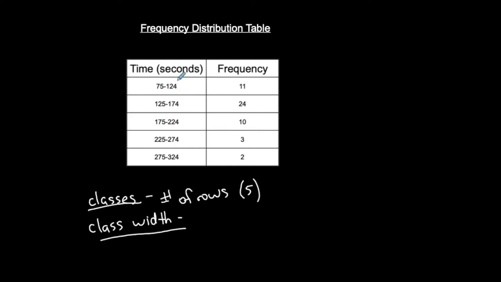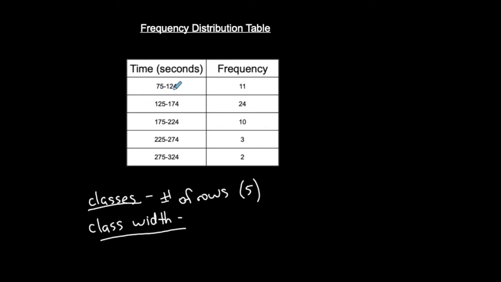For a frequency table, there should be the same number of values in each class. So here's my first class: 75 to 124 is my first class. My second class is 125 to 174. My third class is 175 to 224. My fourth class, right? My fifth class. In each class, how many numbers are represented in that interval? So this is a particular frequency distribution table that has an interval of numbers in each class.